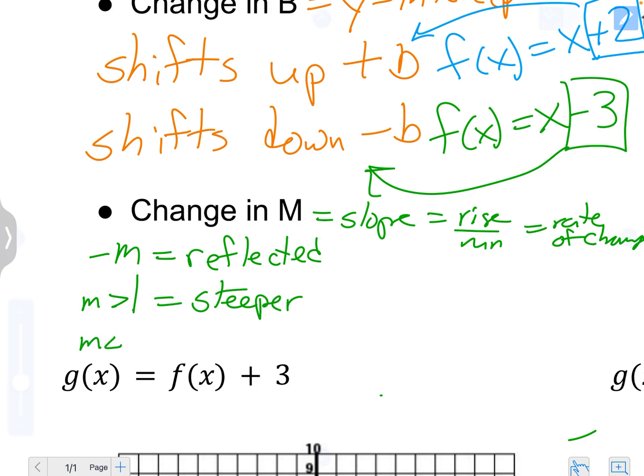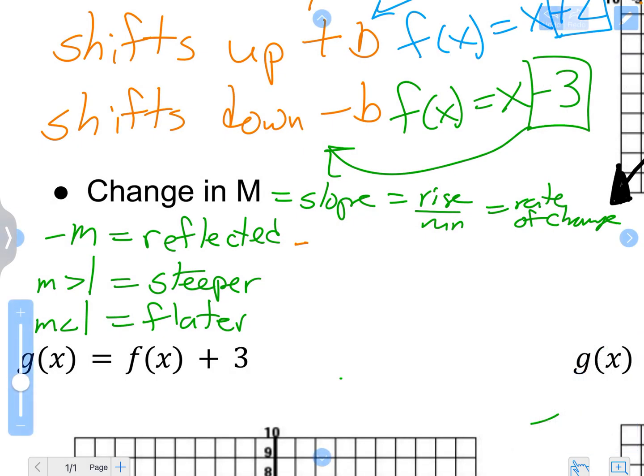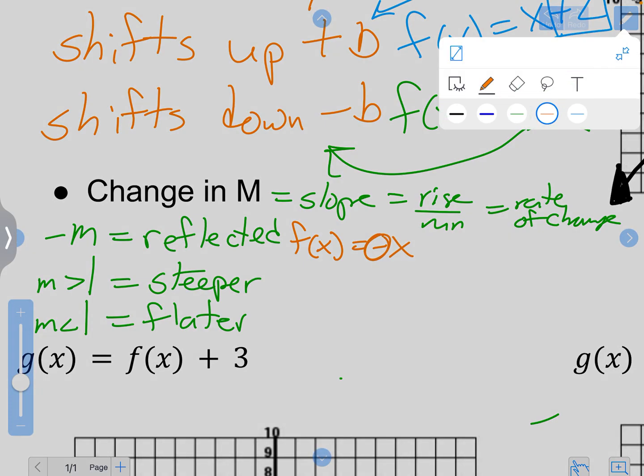If our m is less than 1, it's going to get flatter. And so one way that we can denote this and we can look at this is if I have f of x equals a negative x. That negative tells me that's going to be reflected.